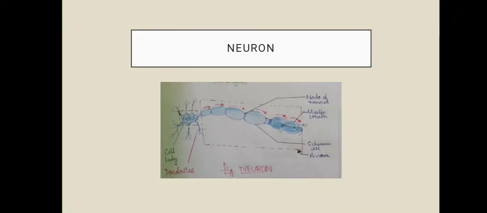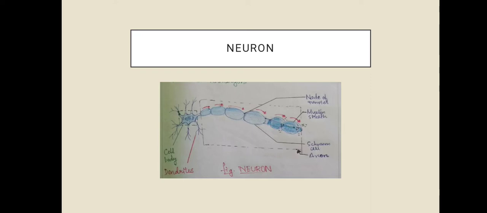So let's start. First of all, we should know what the basic structural and functional unit of the nervous system is. Yeah, it's the neuron. Neurons help in the conduction of nerve impulses when we get stimulated.